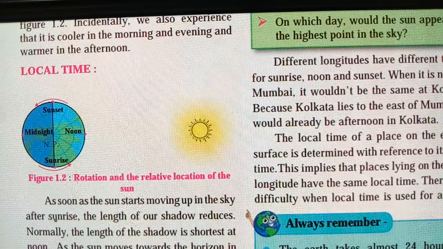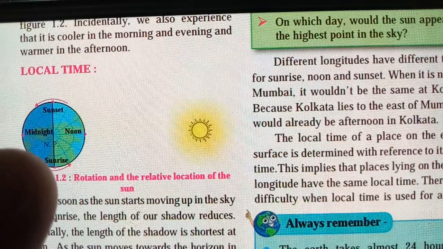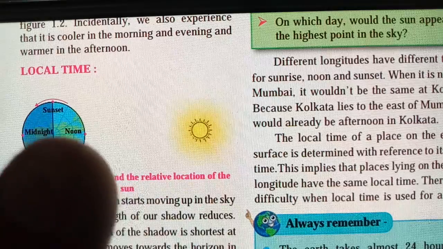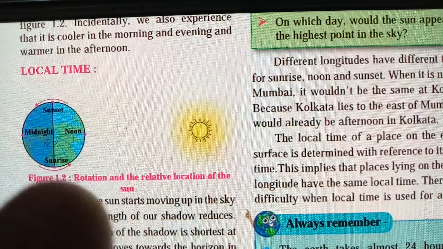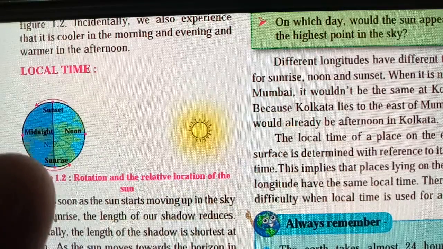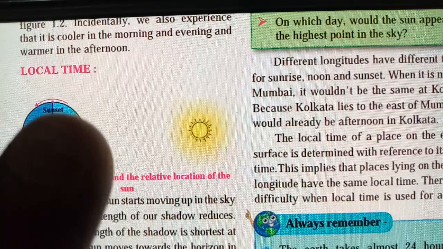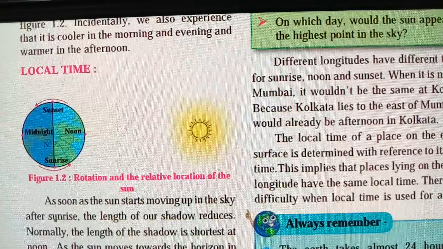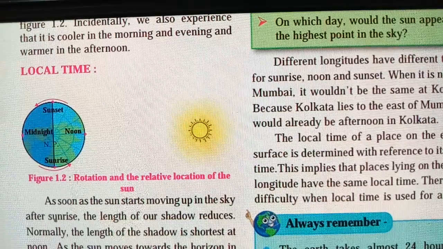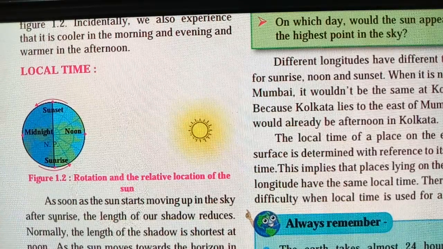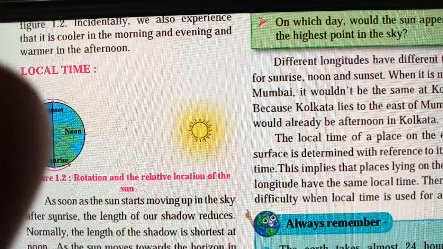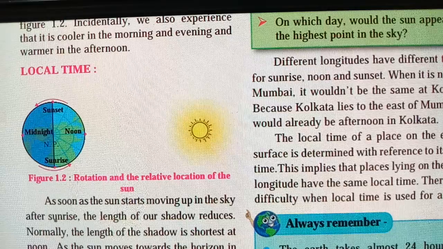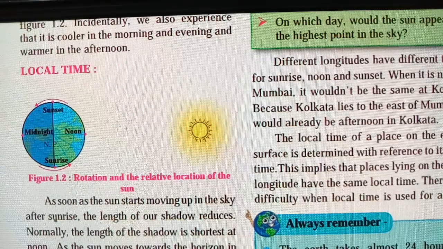See this diagram. Over here you have sunset, and over here a sunrise. When the sun is having light over here, it means here you will find darkness, and here you will find daylight, and here you will have no light, as in midnight. Why? Because no sunlight is falling over here, so there are two portions or two parts we can say. This diagram we call the rotation and the relative location of the sun.